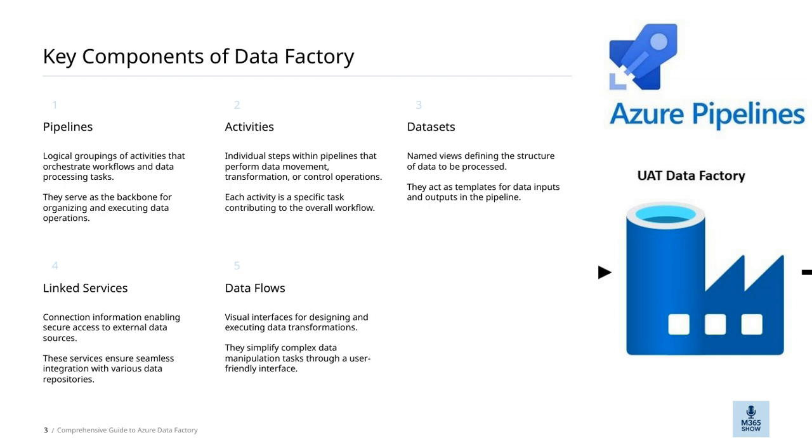Moving on, datasets define the structure of the data we want to process. They act as templates for data inputs and outputs, helping us understand and manage the data in our pipelines. Activities are the individual steps within a pipeline. Each activity performs a specific task, whether it's moving data, transforming it, or controlling the workflow. They are the building blocks of our data processes.